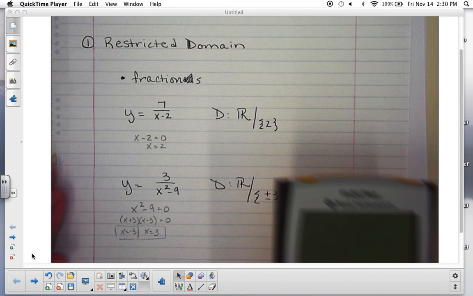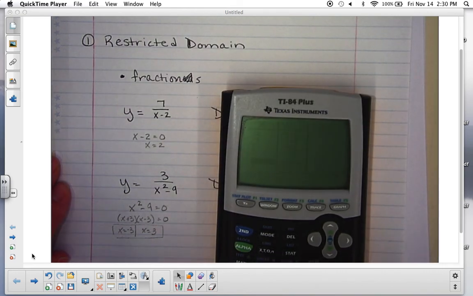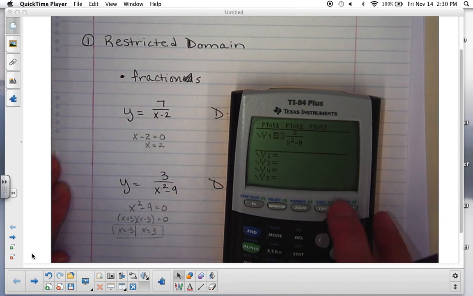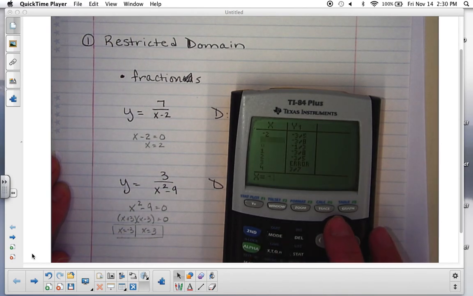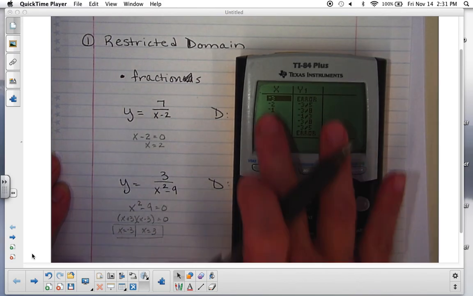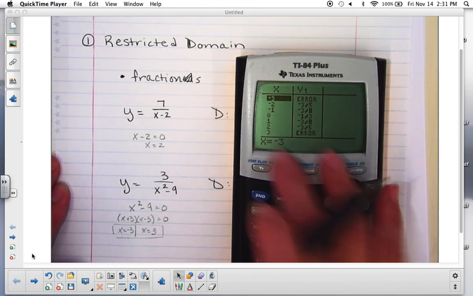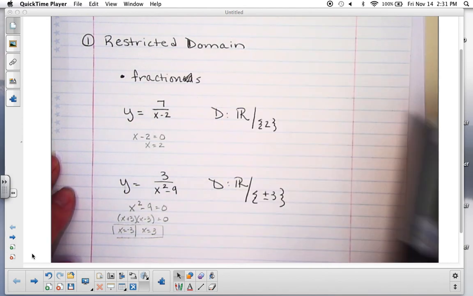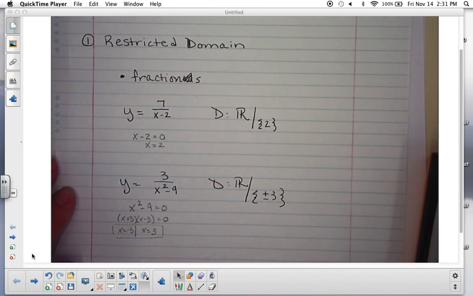Another option is to just type it into your y equals menu. And if you type it into y equals and then look at the table, you will see an error message at both 3 and -3. And that's another way to find out that everything works except for those two values, because it's giving you an error for the y. So fractions was idea number 1. Idea number 2 is radicals.